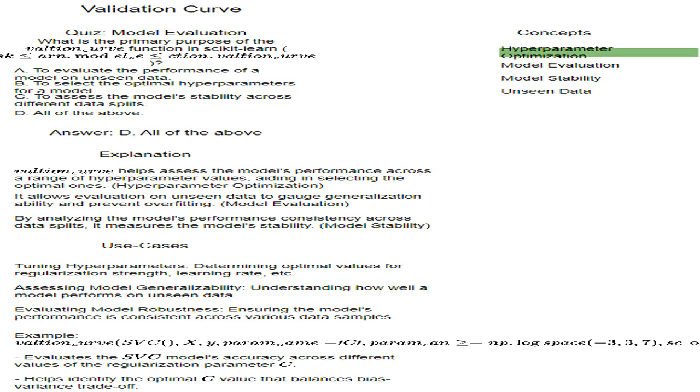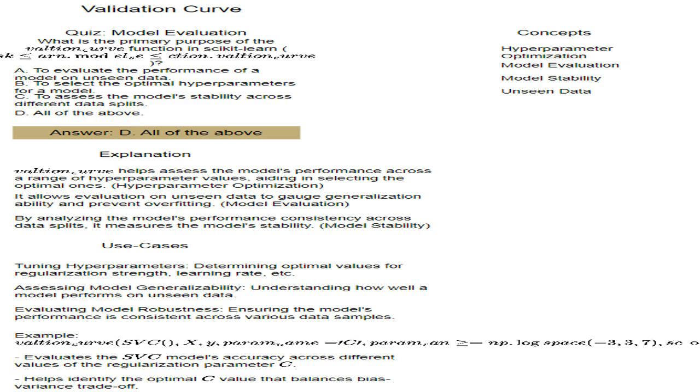Hyperparameter optimization. C. To assess the model's stability across different data splits. Correct. Validation curve evaluates the model's performance on multiple random data splits. The stability of performance across these splits indicates the model's robustness to data variations. Model stability. D. All of the above. Correct. Validation curve encompasses all three aspects: model evaluation on unseen data, hyperparameter optimization, and assessment of model stability.